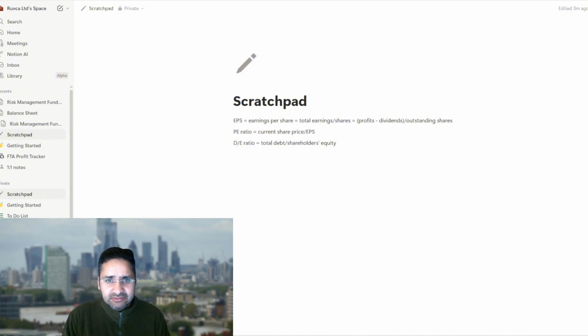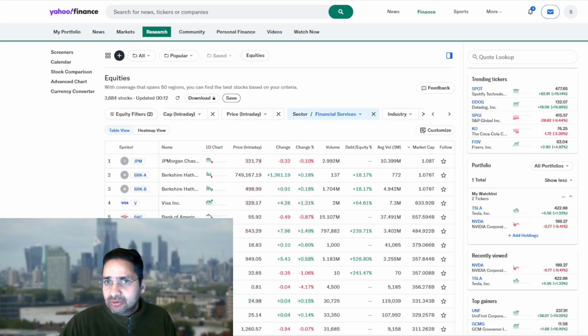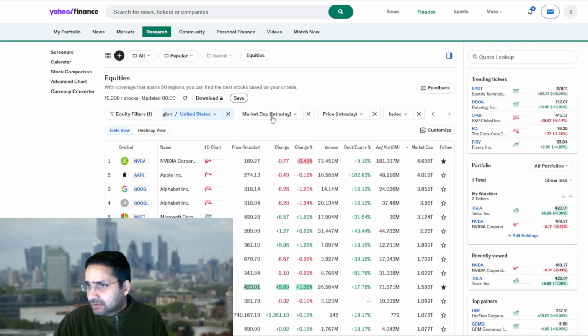On the other hand, things like healthcare, pharma, and consumer staples, anything between 0.2, 0.3 to 1, 1.5 can be considered as a good debt to equity ratio. Now, if we go to Yahoo Finance, and let me just remove this filter, and I have already added debt to equity ratio here.